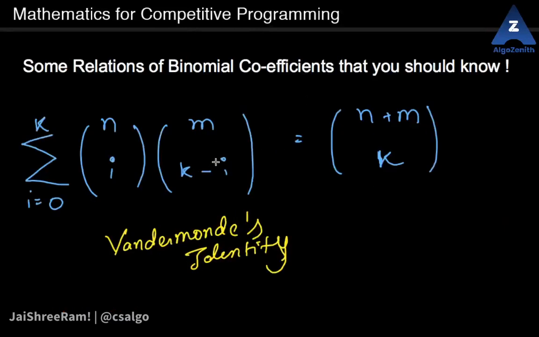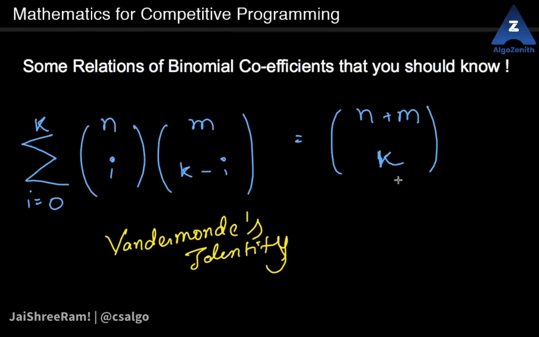Now let's look at one more relation called Vandermonde's identity, which is nothing but the summation over i equal to 0 to k of n choose i multiplied by m choose k minus i. This comes out to be n plus m choose k. It is pretty easy to understand why the left hand side equals the right hand side: let's say there is a group of people of size n plus m, and you need to choose k people as representatives.